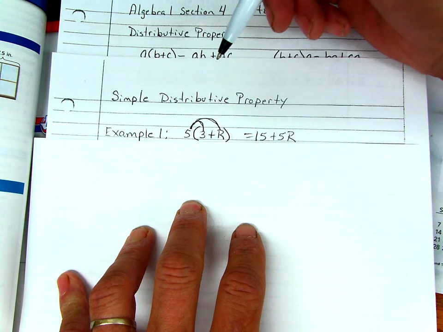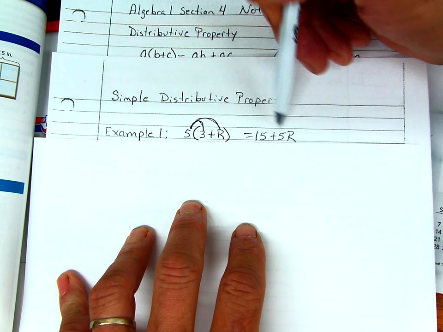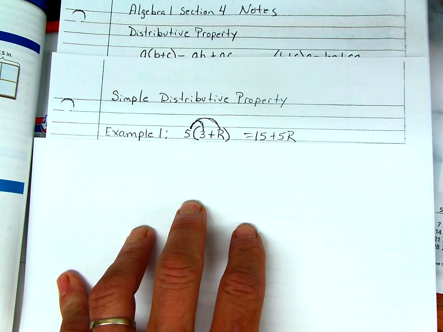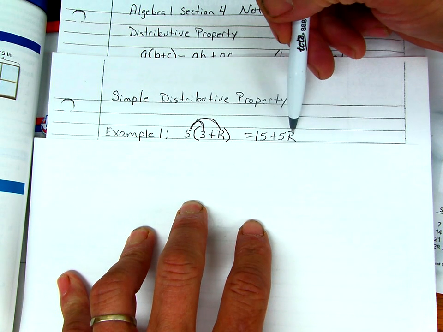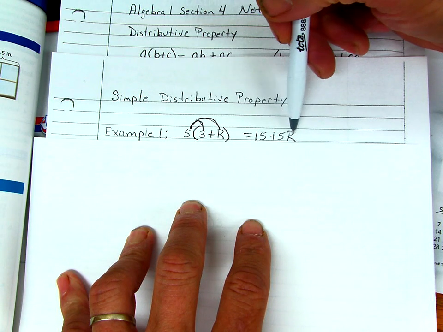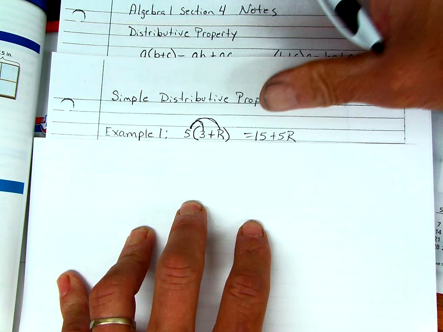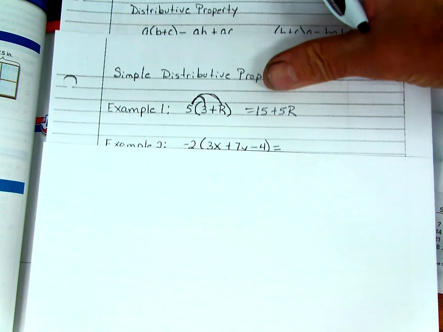5 times r. 5 times r is 5r. And that one is done. 15 plus 5r. They are not like terms, so I cannot combine those. It is finished.